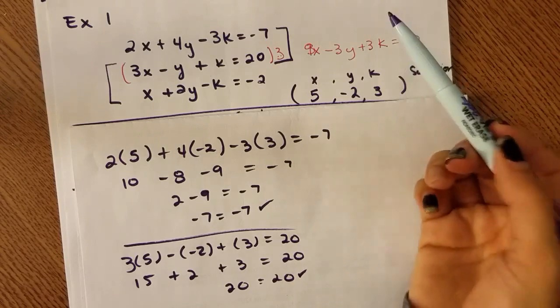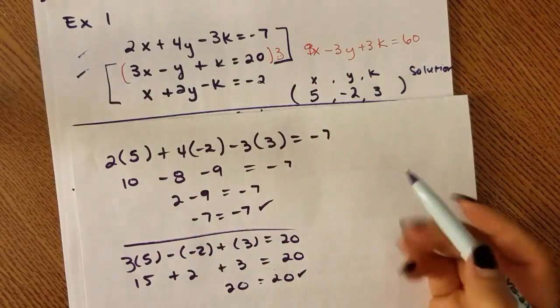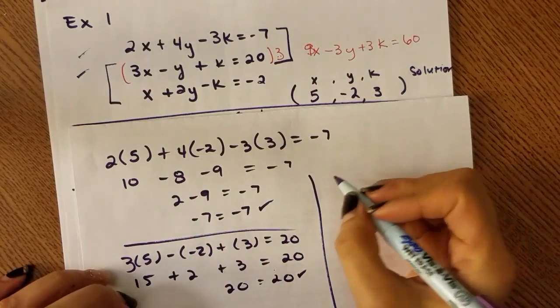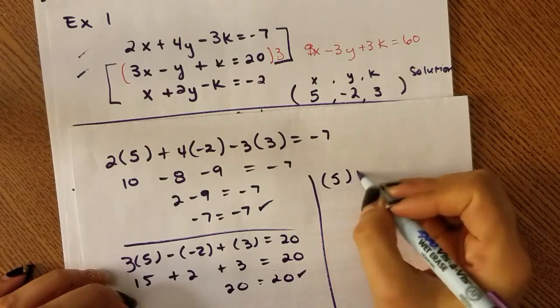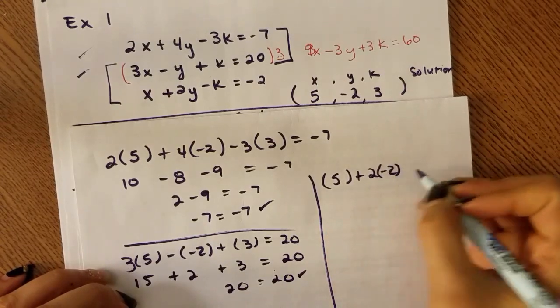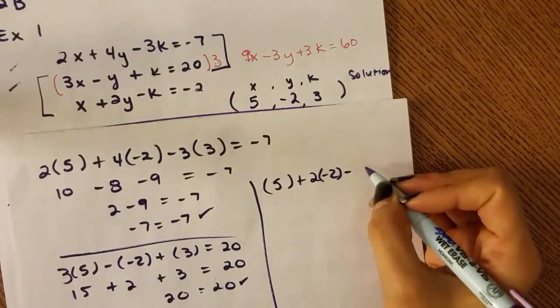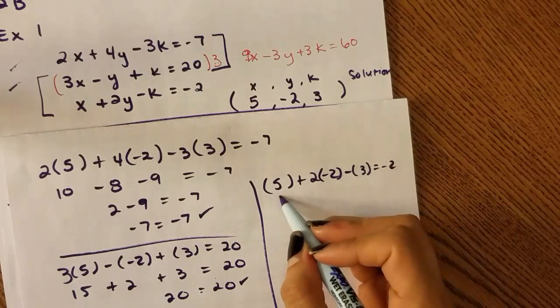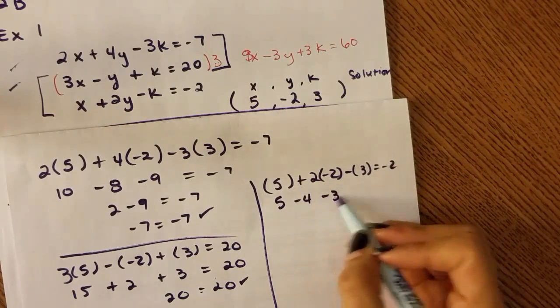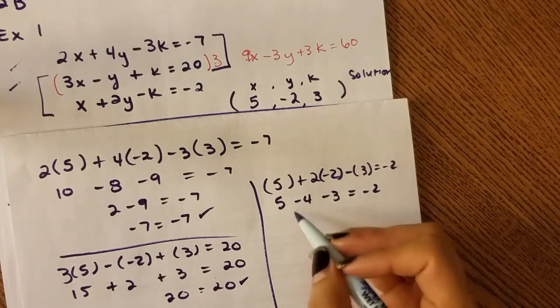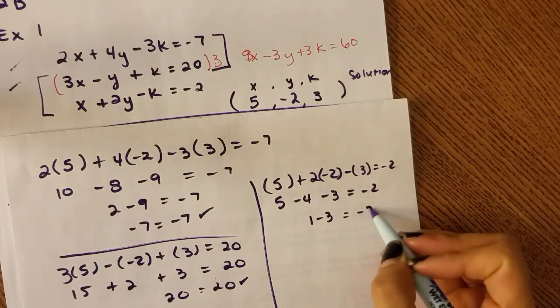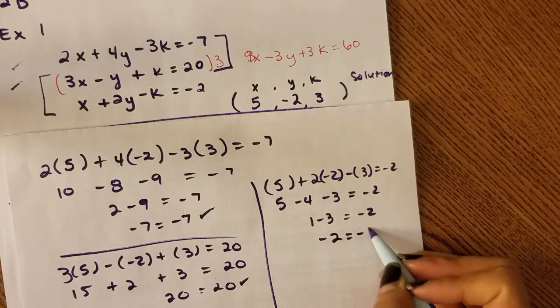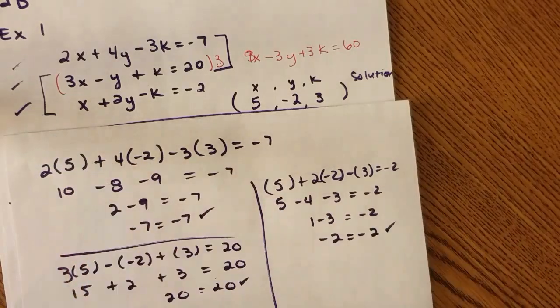Okay, so the first one checked, the second one checked. Now we're going to check the third one. X plus 2 times y minus k equals negative 2. So 5 minus 4 minus 3. 1 minus 3, negative 2. All right, so it worked out good, it checked out. We know that we are correct. And that is how you solve a system in 3 variables.